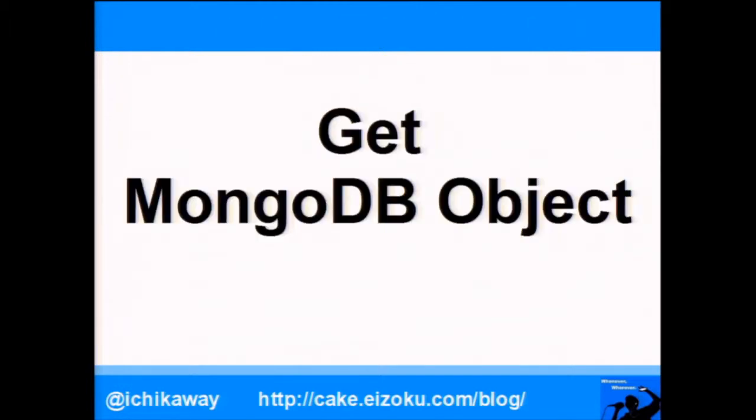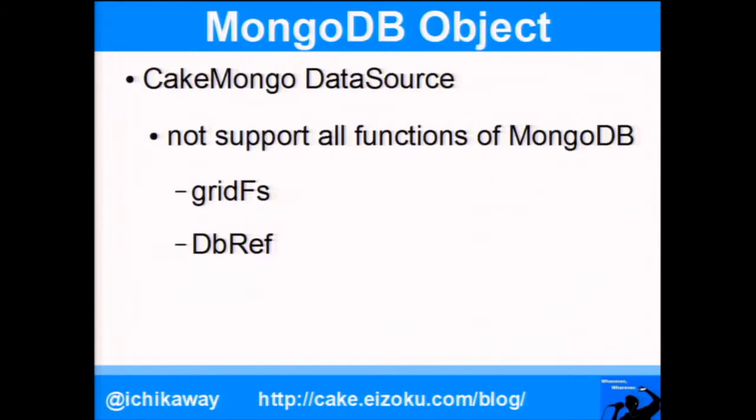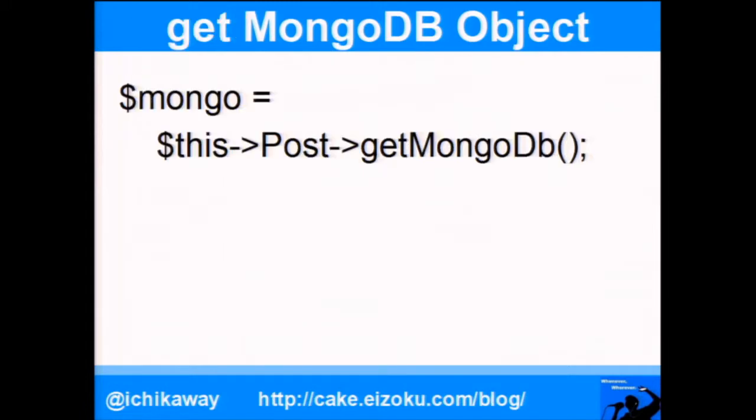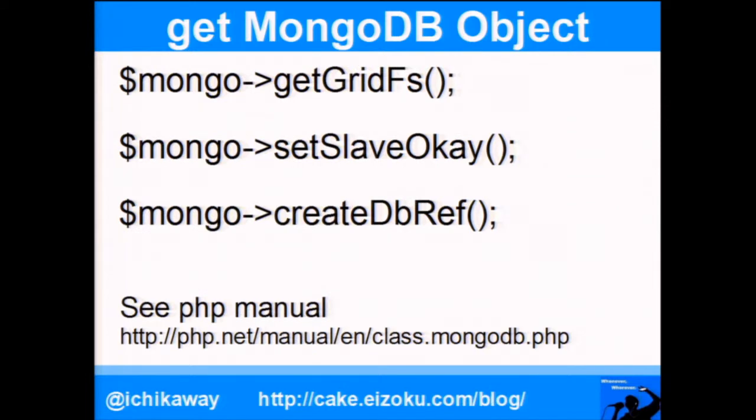Okay, get the MongoDB object, because this data source doesn't support all functions of MongoDB, like GridFS or DBRef or something like that. So if you want to use these functions, you need to use the MongoDB object. How to get that? Call the getMongoDB method. This method returns a MongoDB class instance. Then you can call MongoDB class methods like this. For more details, see the PHP manual of the MongoDB class.